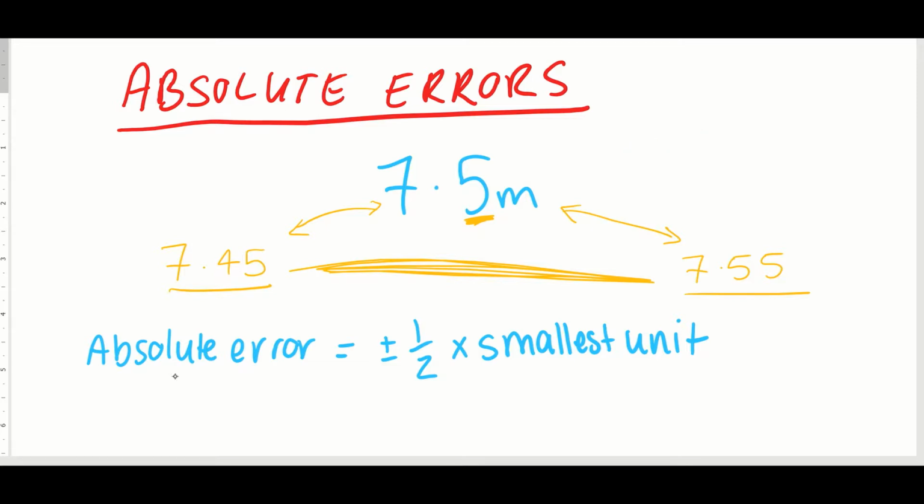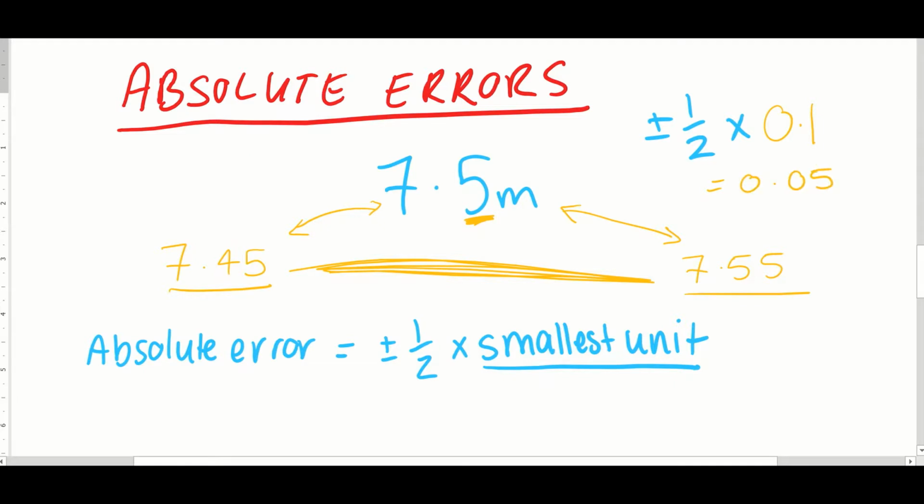The absolute error in this case is plus or minus a half times what we call the smallest unit. This measurement of 7.5, we are assuming they're measuring every 0.1 of a meter. So all we have to do is multiply them together and we get the answer here. Which makes sense, right? Because 0.05 up from here is the highest value we could have had, and 0.05 down from here is the lowest value we could have had. So that finds you the error, and it's plus or minus because it's either bigger or smaller by 0.05.